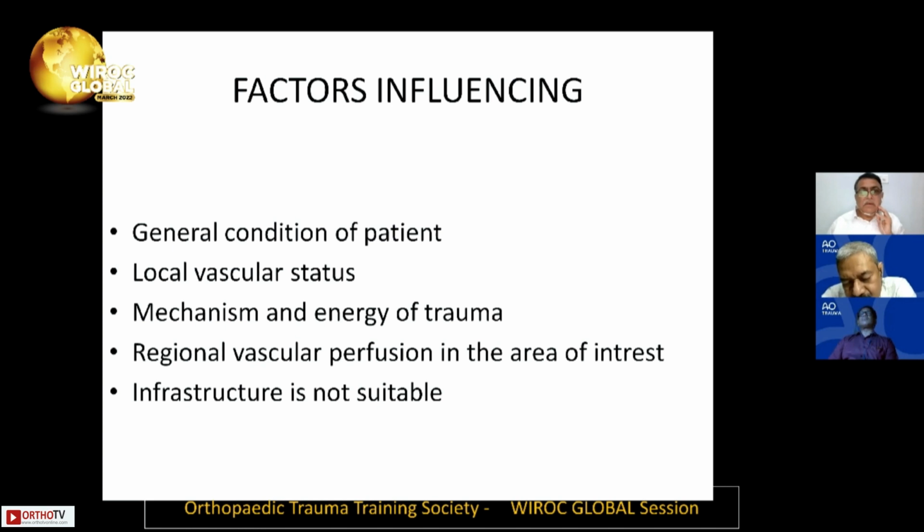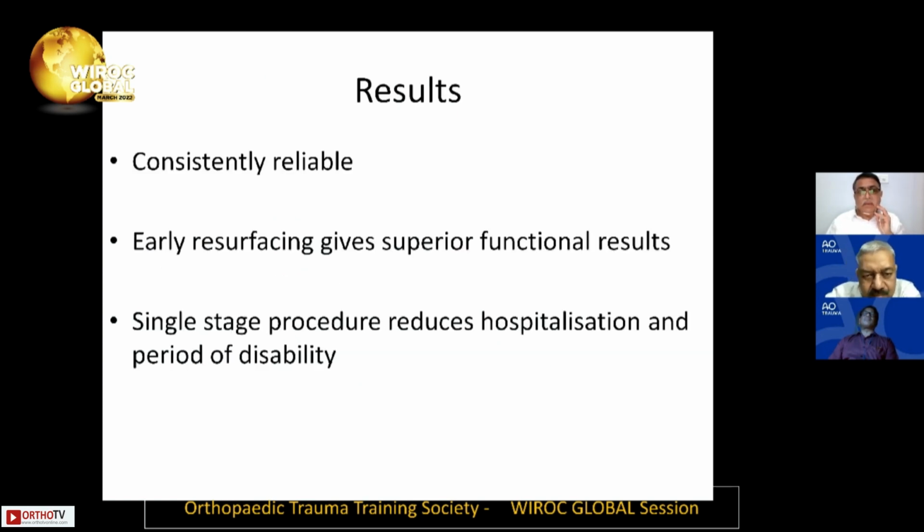In this condition, the various factors which influence the primary coverage are the general condition of the patient, local vascular status, mechanism and energy of the trauma, and regional vascular perfusion in the area of interest. If the infrastructure is not suitable, it may be difficult to get a reliable result in a compromised setup. Results are consistently reliable. Early resurfacing gives a superior functional outcome, and a single stage procedure reduces the hospitalization and the period of disability. One can plan for secondary reconstructive procedures once you cover the area very well.